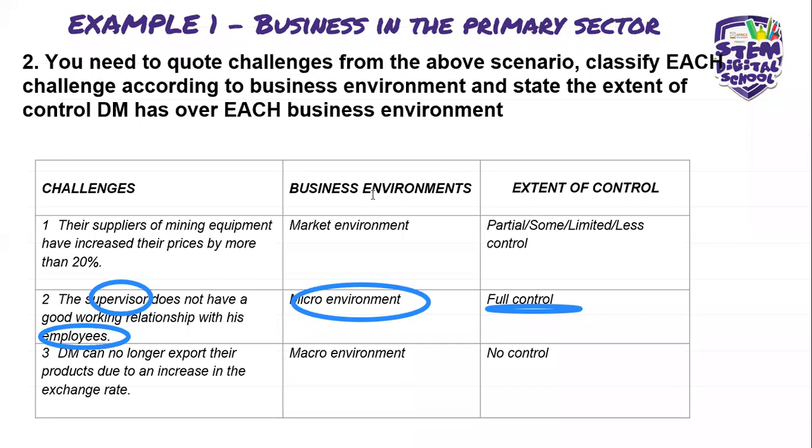Okay, guys, now let's look at number 3. It says DM can no longer export their products due to the increase in the exchange rate. We can see this is a macro environment. Remember, macro doesn't have to do with your competitors or the business itself, but it's the outside market and micro. Because now they can no longer export their products due to the increase in the exchange rate.